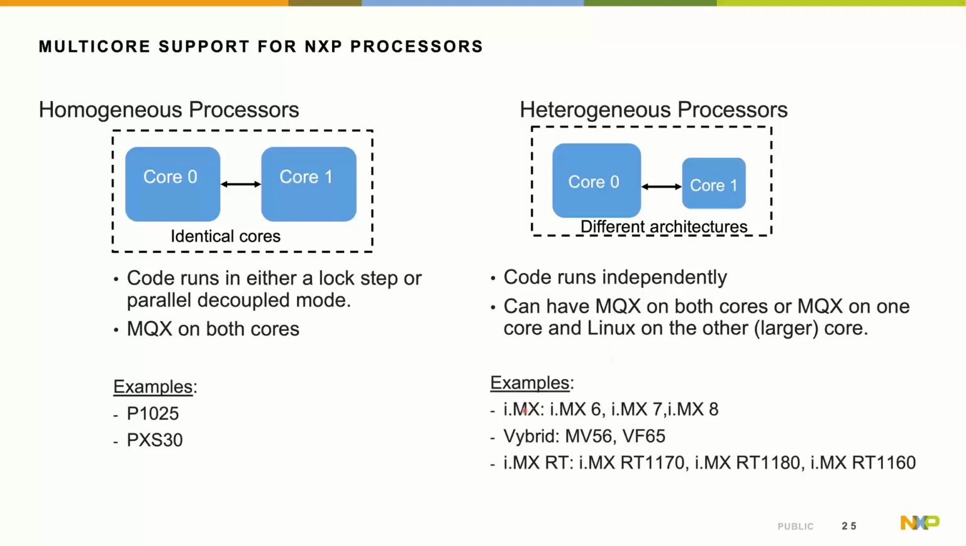So some examples, I mentioned the i.MX family, 6, 7, and 8. It also supports the Vybrid, which has an A5 and an M4. Of course, today we're talking about the RT family, and in particular the 1170. And Daniel alluded to a couple other options that are multi-core in that same family.